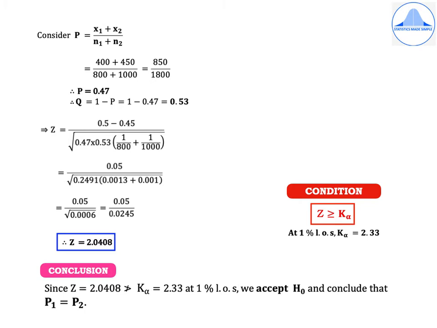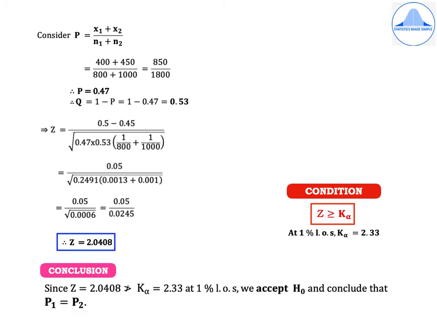So we get Z equal to 0.5 minus 0.45 divided by root of 0.47 into 0.53 into 1 by 800 plus 1 by 1000, which is equal to 0.05 divided by root of 0.2491 into 0.0013 plus 0.001, which simplifies to 0.05 divided by 0.0245. So we get Z equal to 2.0408.